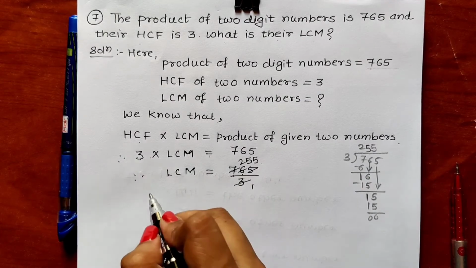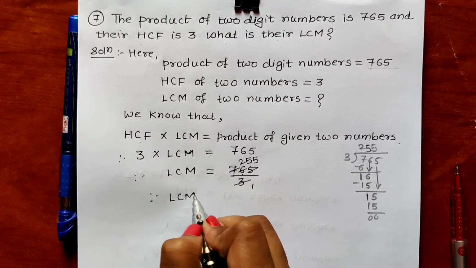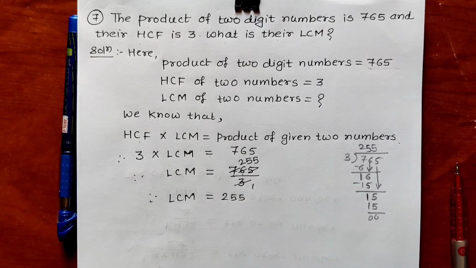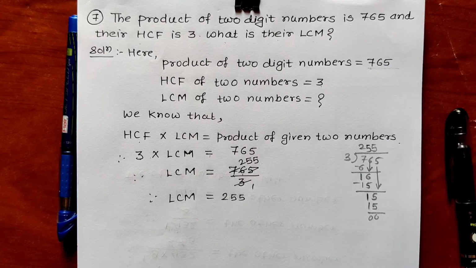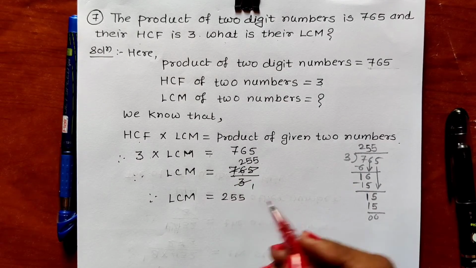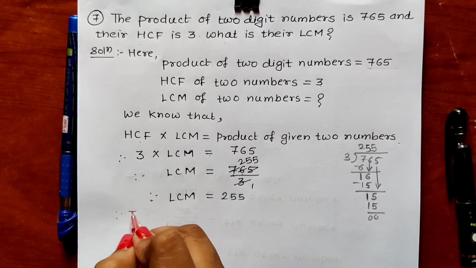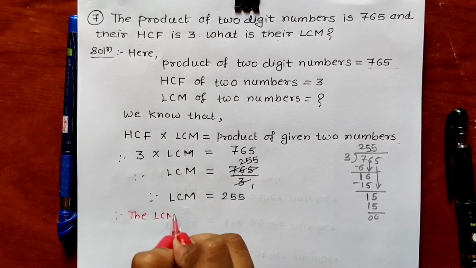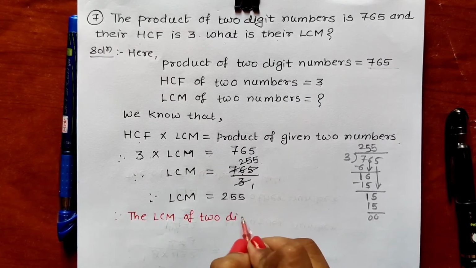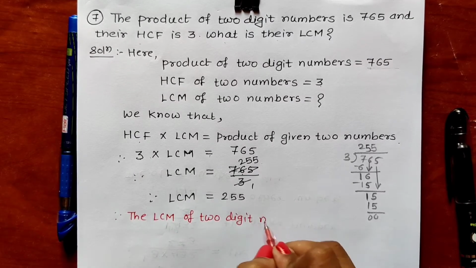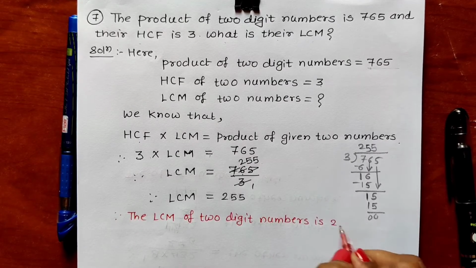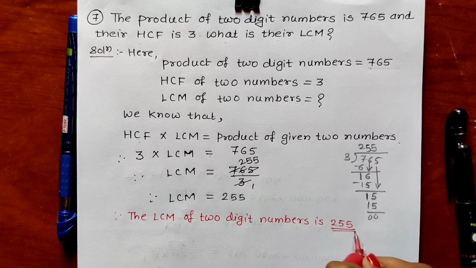That means what? LCM of these two numbers is 255 upon 1. When the denominator is 1, it doesn't have any value. We don't write 1 in the denominator. So it is 255. Therefore, the LCM of two digit numbers is 255. In this way we have to write the answer.